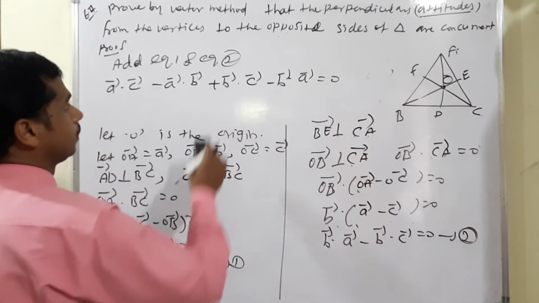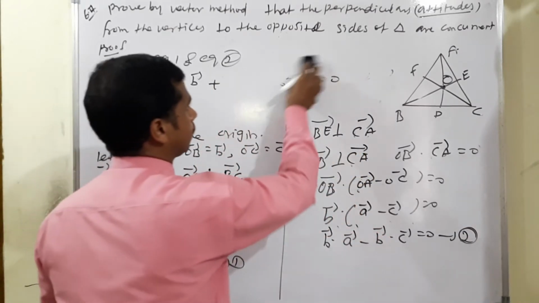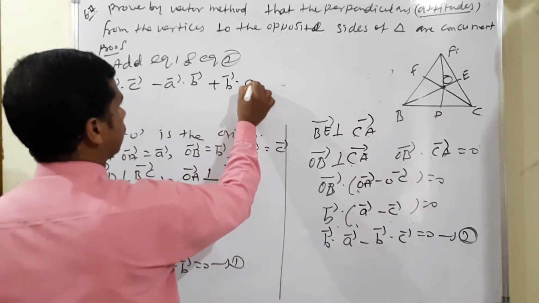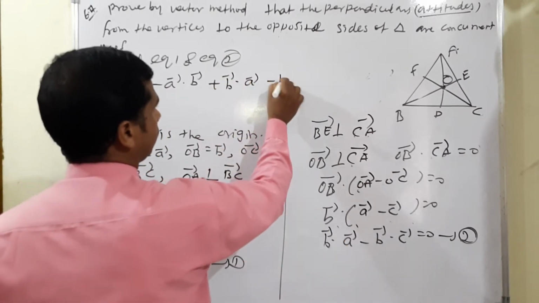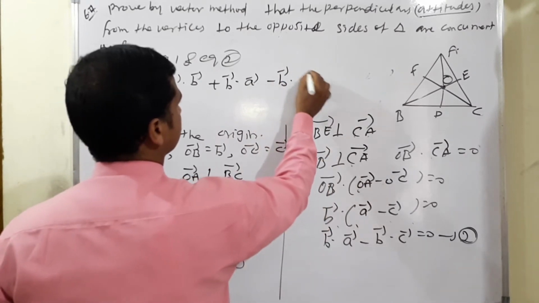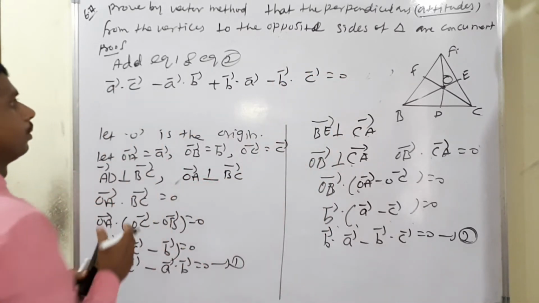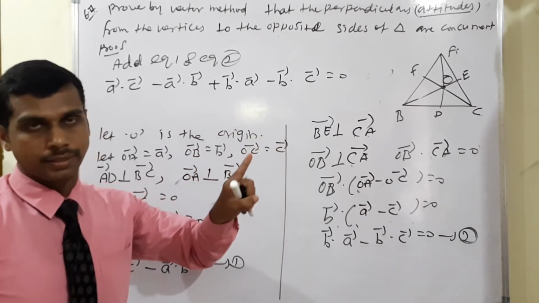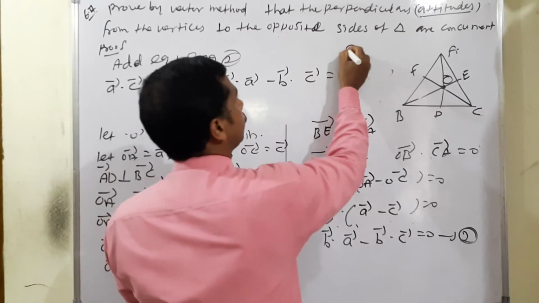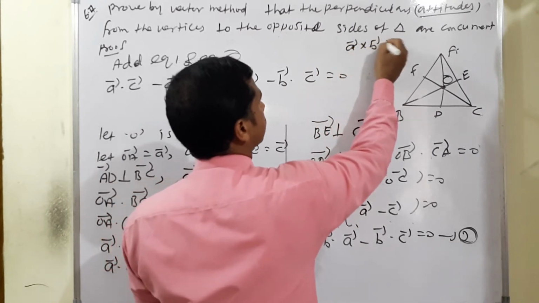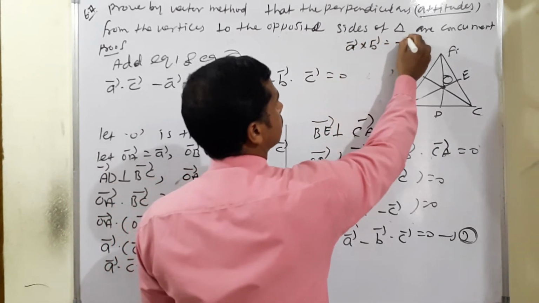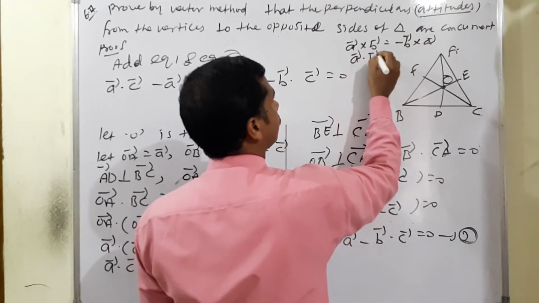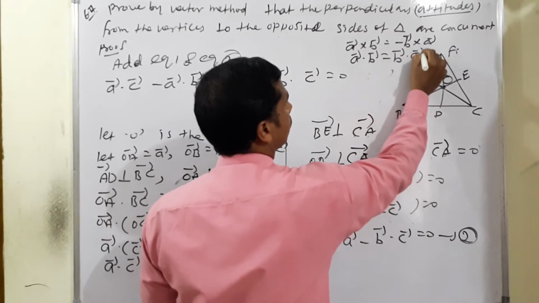Now look at the second equation: B vector dot A vector minus B vector dot C vector is equal to 0. In dot product we can interchange, but in cross product there is a minus sign. Already I told you, if you have A vector cross B vector, it means minus, we can interchange: B vector cross A vector. But we can write A vector dot B vector is equal to B vector dot A vector.